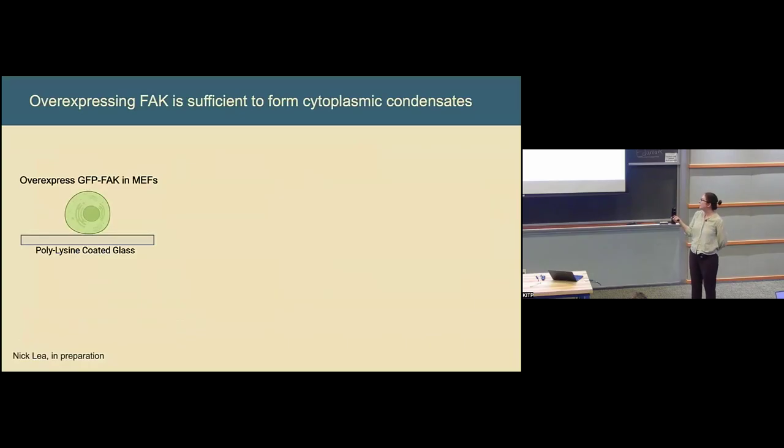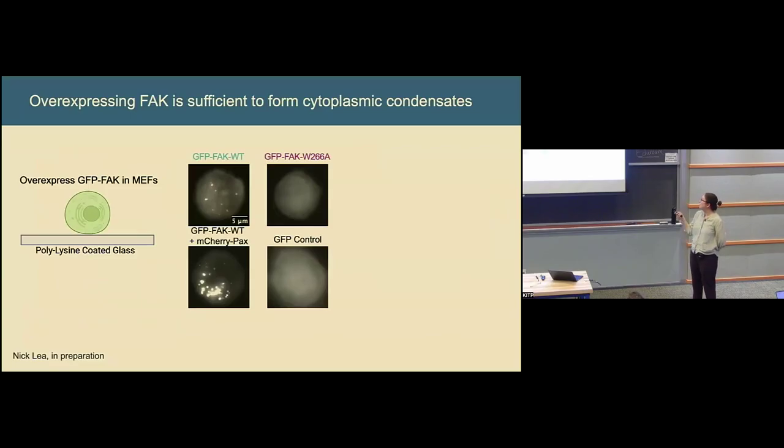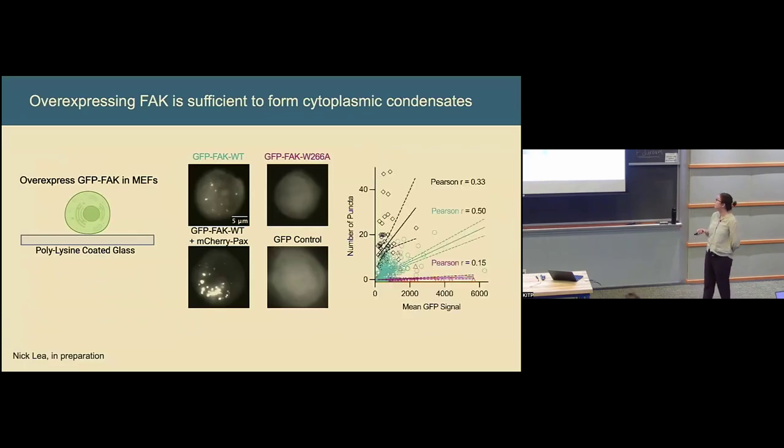So here we're removing the ligand for the receptor that's supposed to activate FAC. We're overexpressing cells, and we do see in the cytoplasm with wild-type FAC these condensates forming. If we use the mutant that has a higher saturation concentration, we don't see condensates at that same concentration. And if we co-overexpress FAC and paxillin, we see lots of condensates, very similar to our in vitro reconstitution. And we can also quantify that the number of puncta increases as we increase the concentration by transiently overexpressing to different levels.